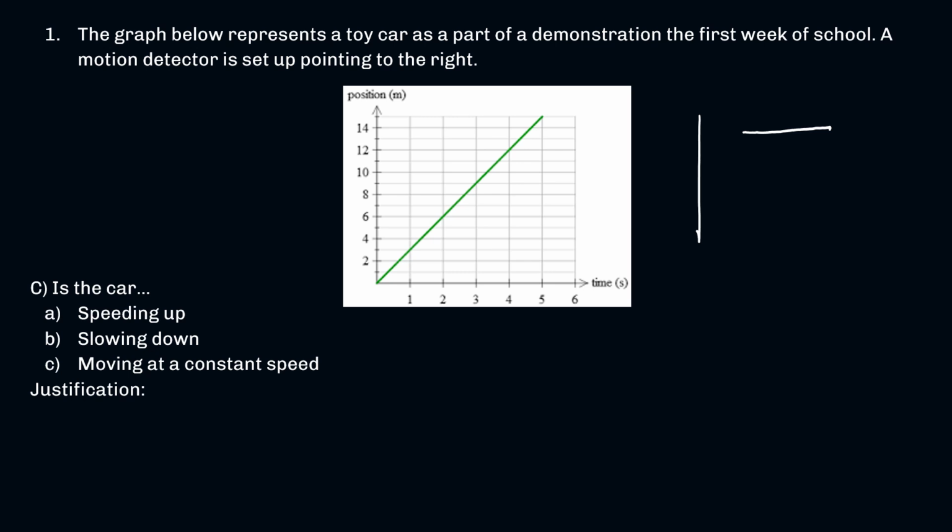So we can start off with our evidence first: to determine how fast the object is moving, look at the steepness of the position time graph. I can then say, since the steepness of the graph does not change, or the steepness is constant, the speed of the car is also going to be constant. So that's what I should have typed out here.